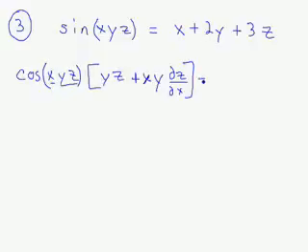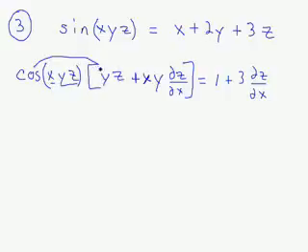And then on the right side we get 1, the derivative of 2y with respect to x goes to 0, plus 3 times 1 dz/dx, the partial of z with respect to x. And then it's just a matter of multiplying things out.